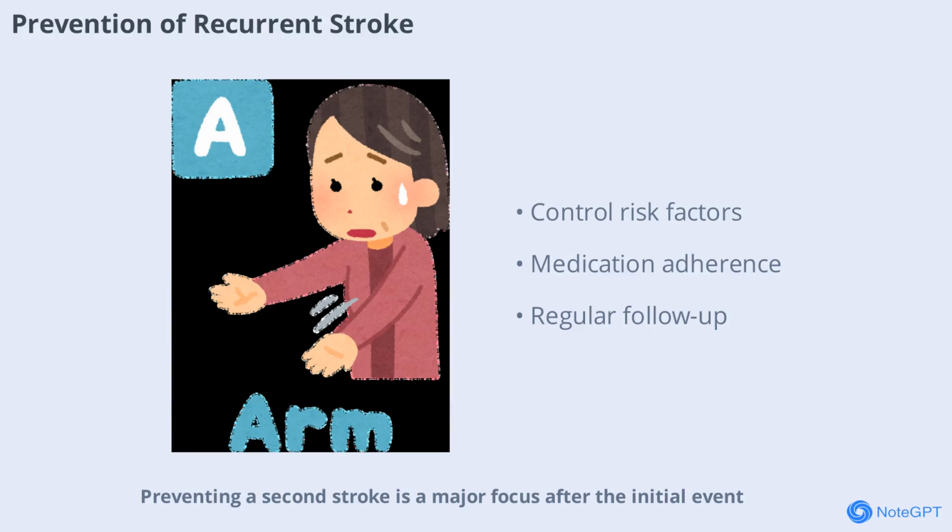Preventing a second stroke is a major focus after the initial event. This involves strict control of blood pressure, cholesterol, and blood sugar, as well as adherence to prescribed medications. Lifestyle modifications, regular follow-up with healthcare providers, and ongoing rehabilitation all play a role in reducing the risk of recurrence.